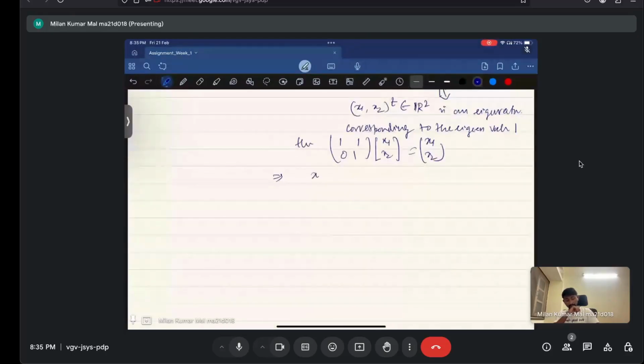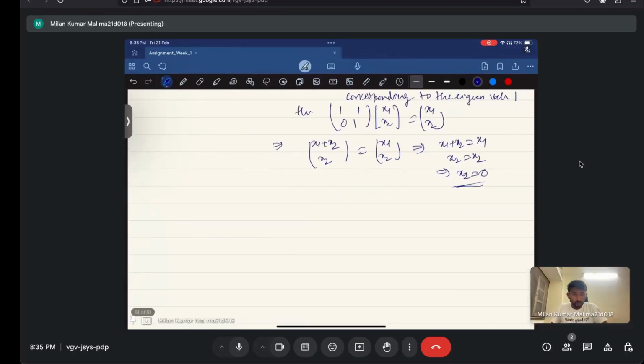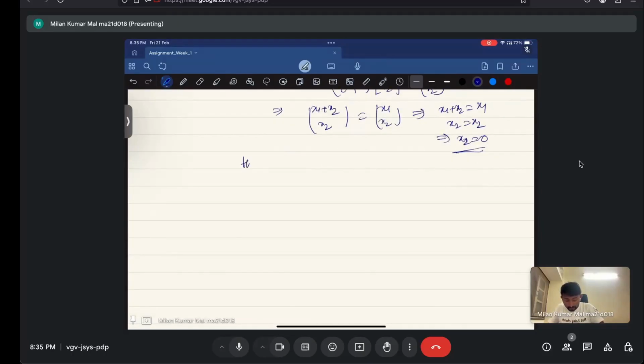The left hand side says that x1 plus x2, and the right hand side is x2. This equals x1 x2. So that implies that x1 plus x2 equals x1 and x2 equals x2, which implies that x1 x2 equals 0. But there is no information about x1. So therefore x1 can be (0, 1)... that is, (c, 0) such that c belongs to the reals.